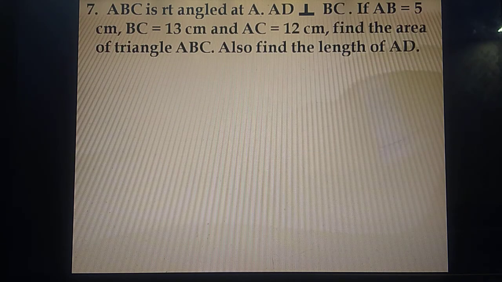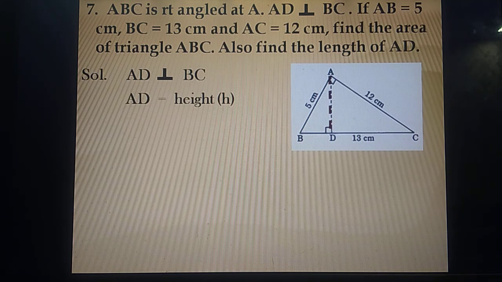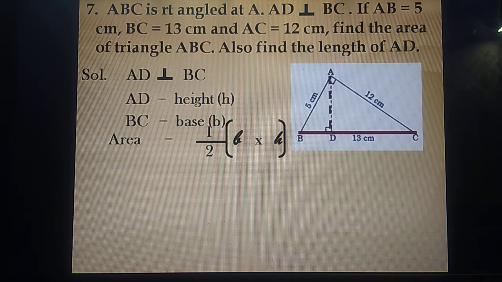We are supposed to find the length of AD in the second part for the same figure. So here AD is falling on BC. So AD and BC are perpendicular to each other. It's already given to you in the question. AD will act as a height and BC will act as a base. Here area will be half into base into height. Area we calculated just now as 30. Put the values of base here. Height will come as h as it is.